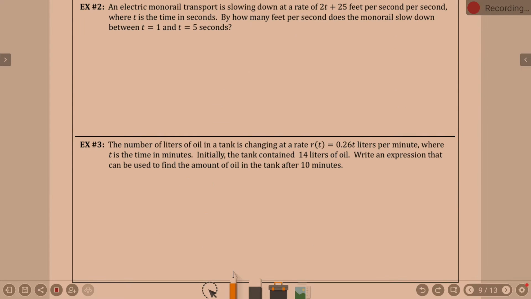Okay, example 2. Electric monorail transport is slowing down at a rate of 2t plus 25 feet per second, where t is the time in seconds. By how many feet per second does the monorail slow down between t equals 1 and 5 seconds?